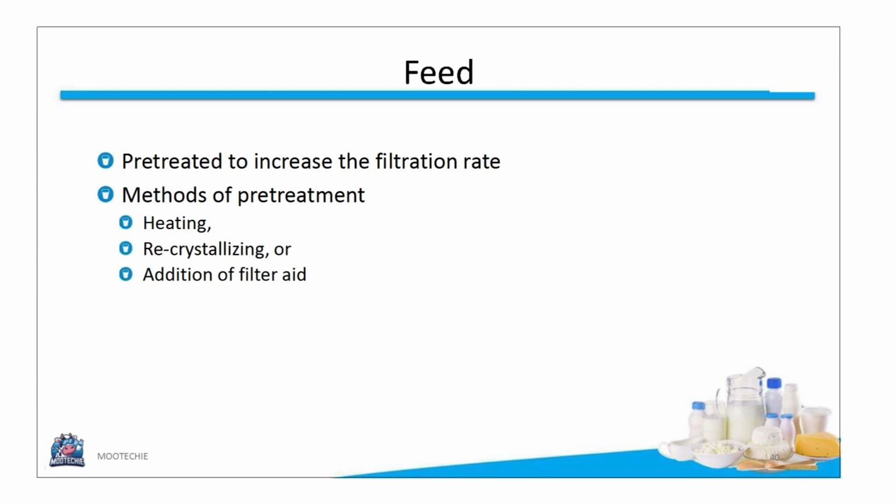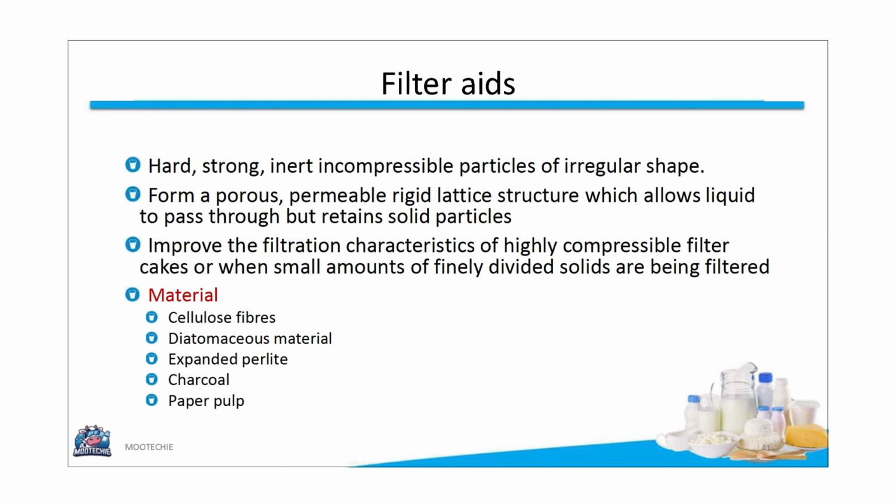Before filtration, the feed often needs to be pre-treated to increase the filtration rate. Common methods of pre-treatment include heating the slurry, recrystallizing the solids, or the addition of a material called a filter aid. Filter aids are hard, strong, inert, incompressible particles with an irregular shape. They form a porous, permeable, rigid lattice structure that allows liquid to pass through but retains solid particles.